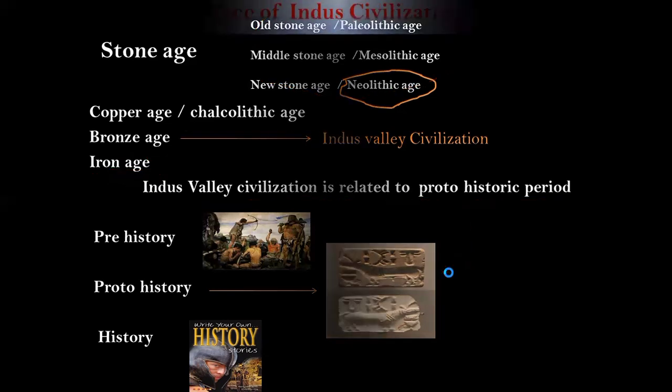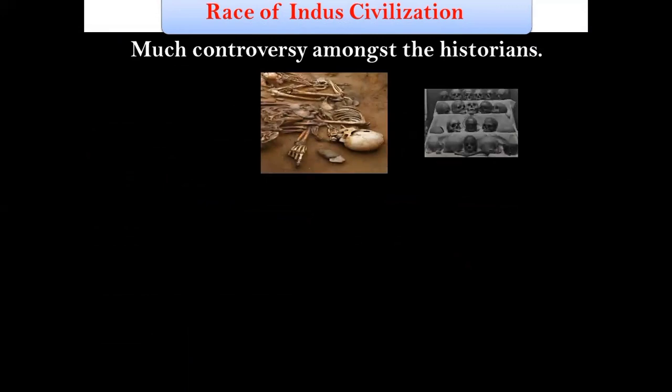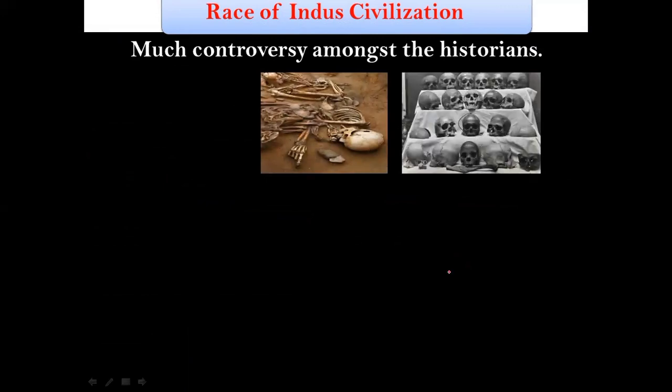For that, let's have a look here and try to understand the different opinions given by different scholars with regard to the race of the people of the Indus Valley civilization. We should keep in mind that there has been much controversy among historians regarding the race to which the people of the Indus Valley civilization belong. Different scholars have tried to speculate, mainly on the basis of human skeletons and skulls found in the ruins, about their races.